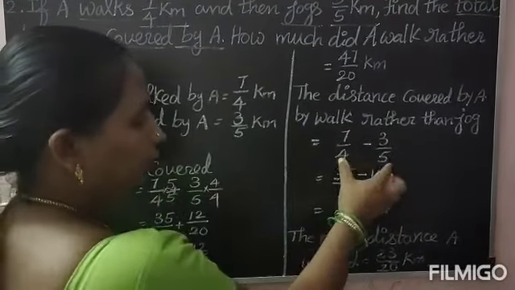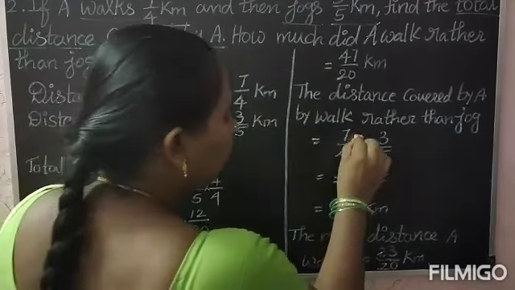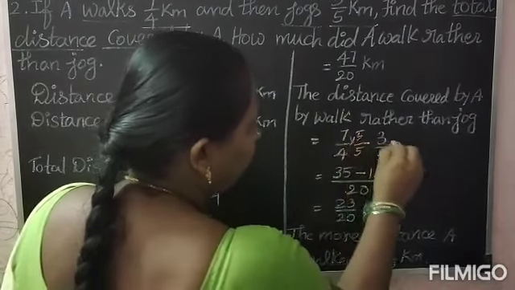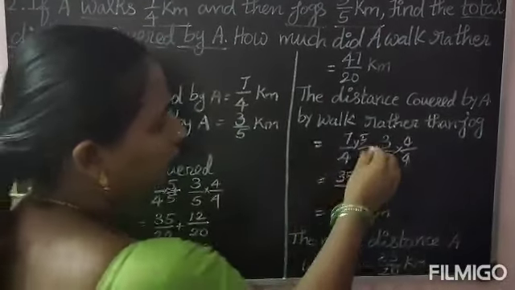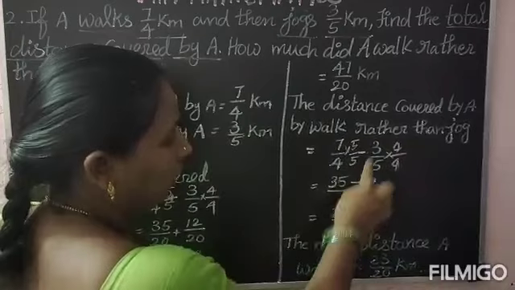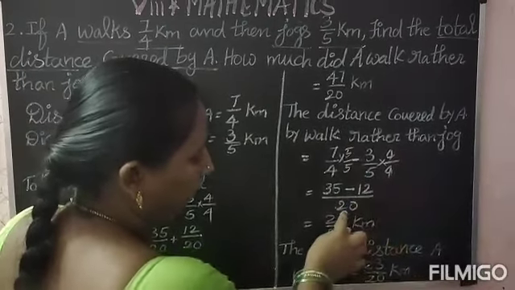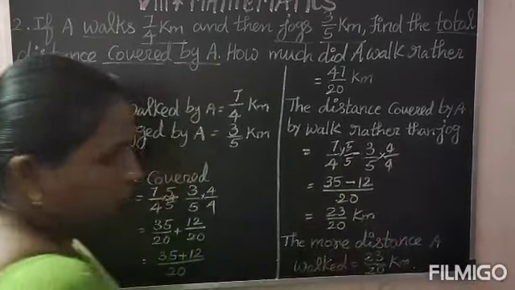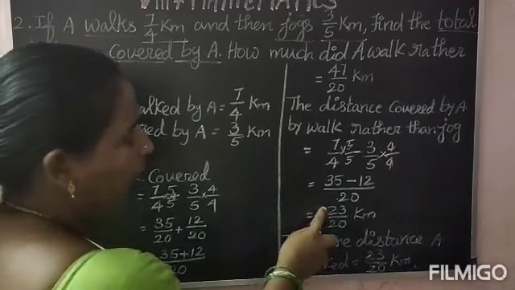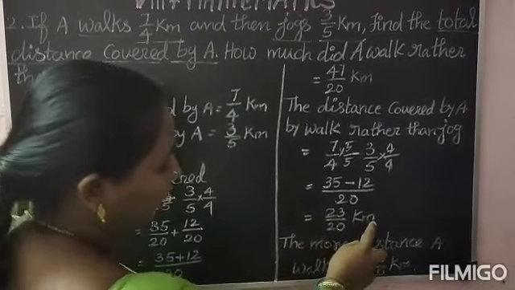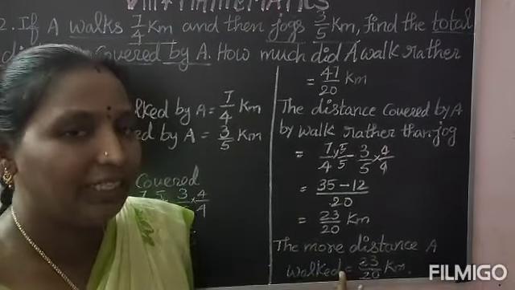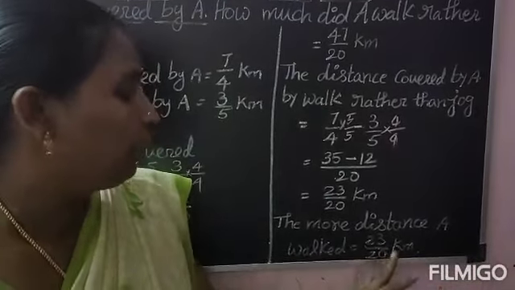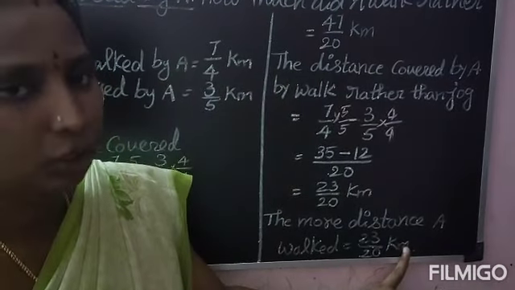Here also the LCM for 4 and 5 is 20. So here 5 by 5, here 4 by 4. So 7 5s are 35. Here you have minus 3 4s are 12 divided by 20. So 35 minus 12, what will you get? 23, no? So 23 divided by 20 kilometer. The more distance A walked rather than jog equal to 23 by 20 kilometer.